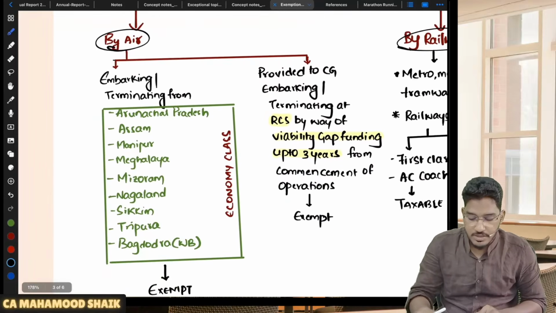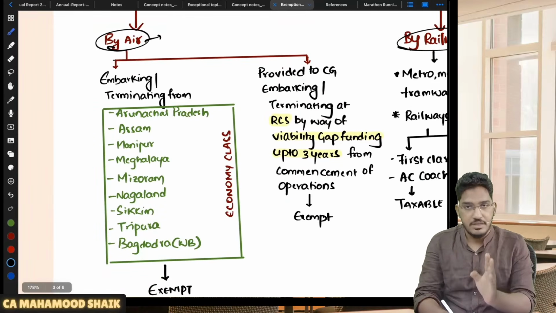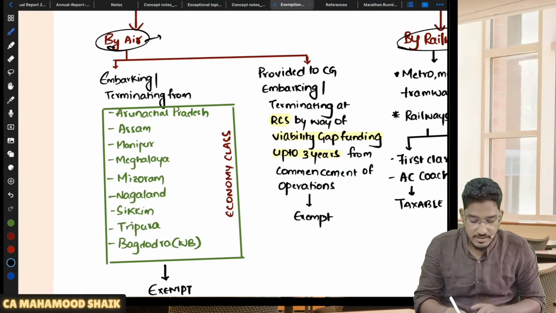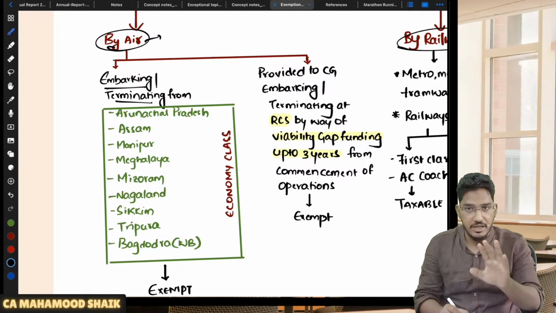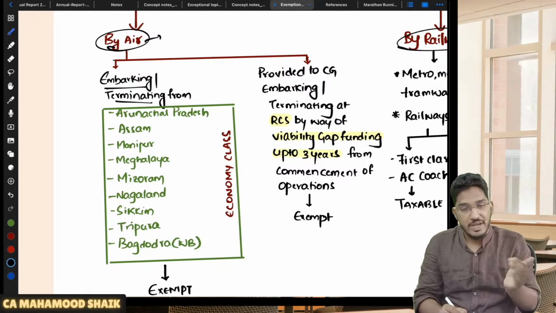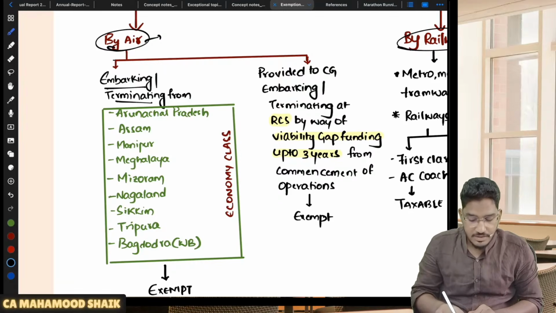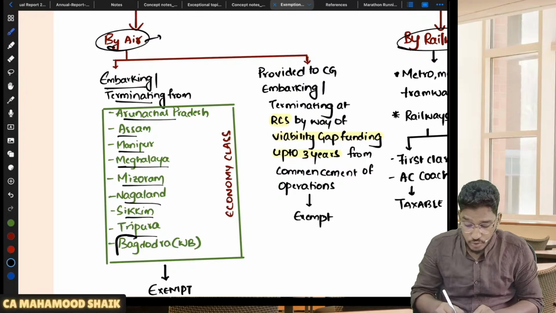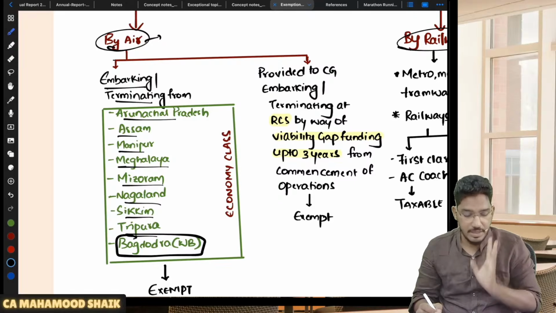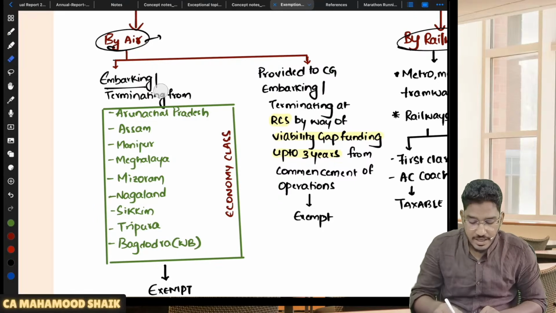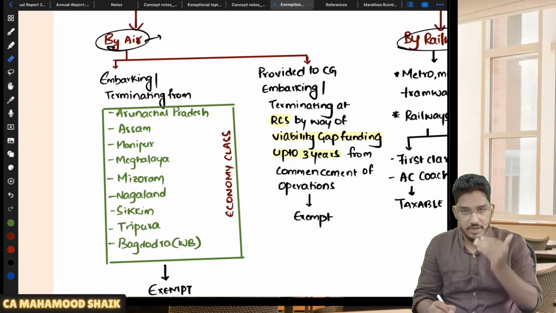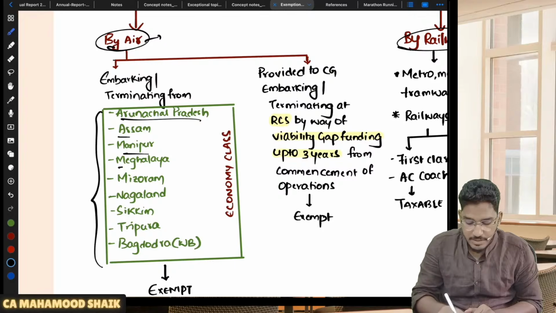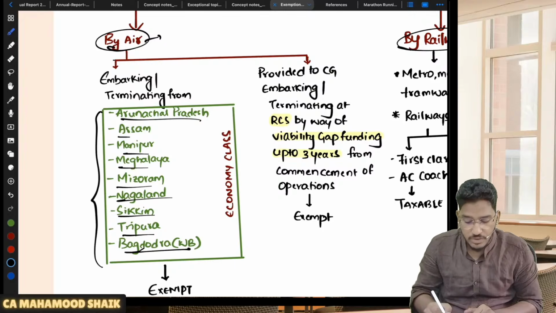In case passenger transportation services are getting provided by air, then exemption will be available in one case. What is that? If a passenger is embarking or terminating, either boarding or getting down, in any of these states: Arunachal Pradesh, Assam, Manipur, Meghalaya, Mizoram, Nagaland, Sikkim, Tripura and Bagdogra of West Bengal. Not entire West Bengal, a place called Bagdogra in West Bengal.